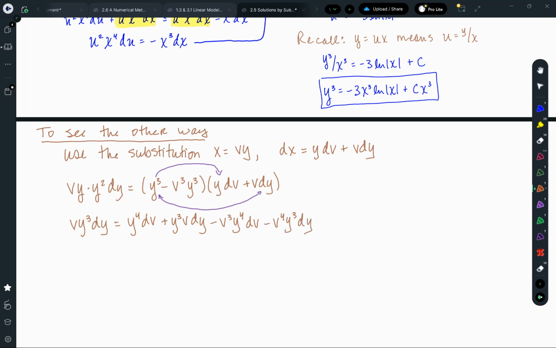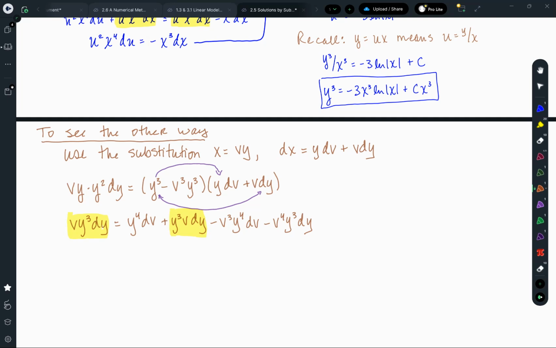Okay, now I want to highlight what is the same, including the sign, on each side of the equal sign. The vy cubed dy on the left is the same as the y cubed v dy on the right. Sorry, I had those backwards. So those are going to go away. If I try to move one over to combine them, I'd end up subtracting from both sides and neither would be left. Now I look at what remains.